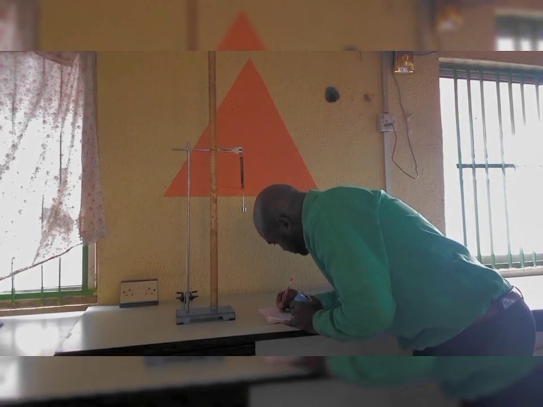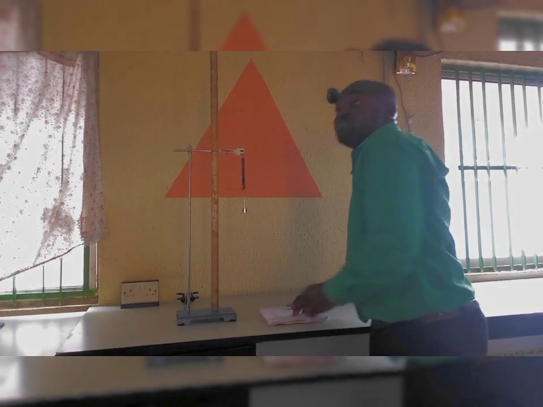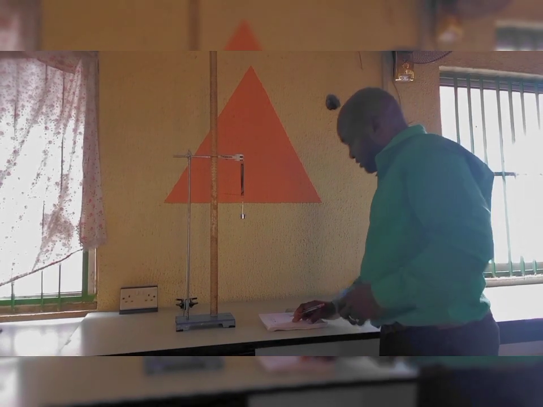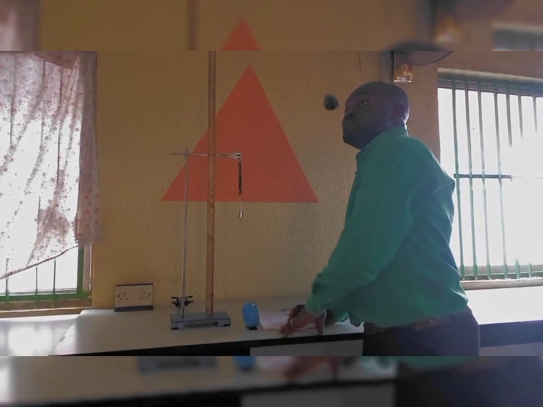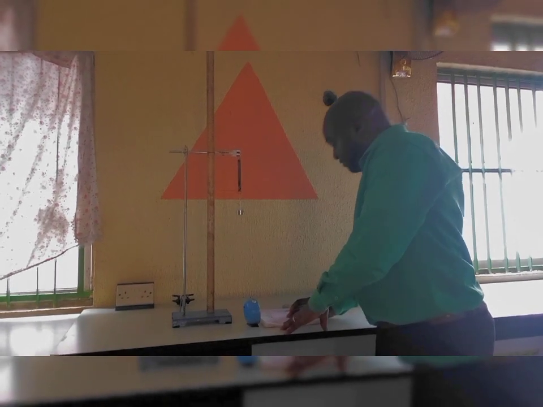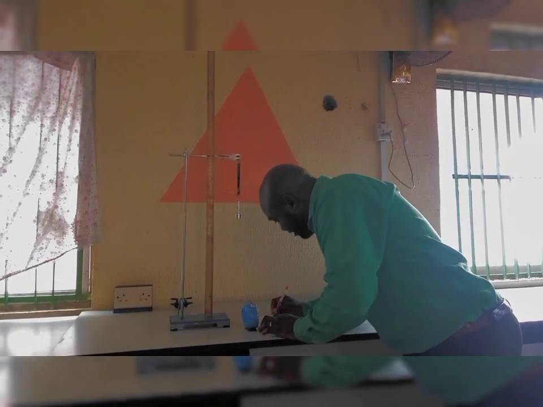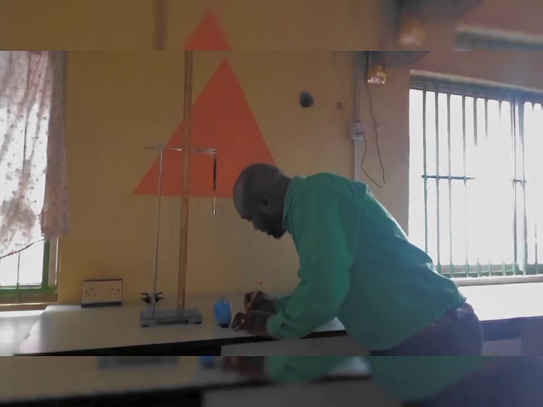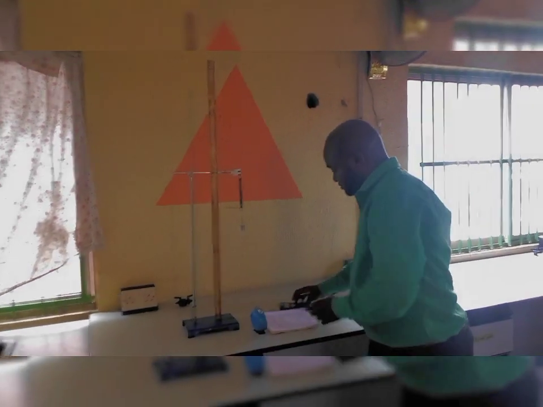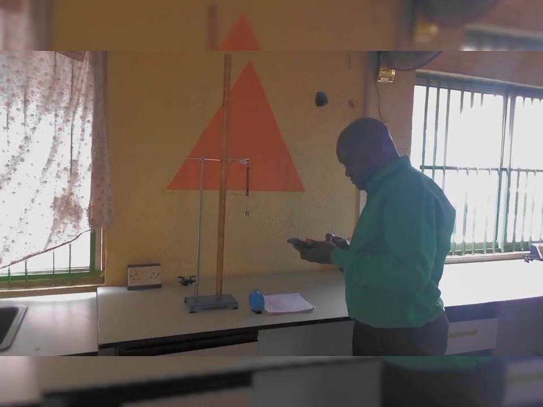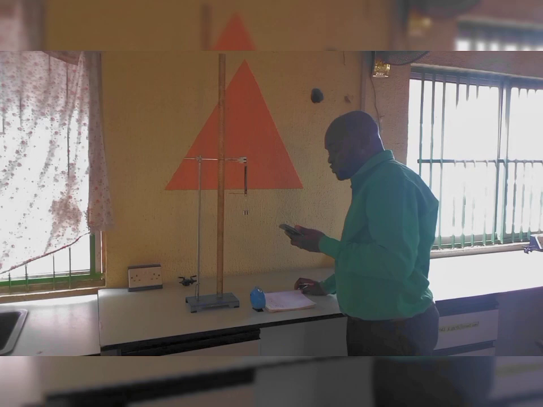Therefore, my period T will now be my time of oscillation divided by my number of oscillations. Therefore, I'll be having 5.40 divided by 10, which is 0.54. Therefore, my T squared will be 0.54 squared. I'll be having 0.2916, approximately 0.29.